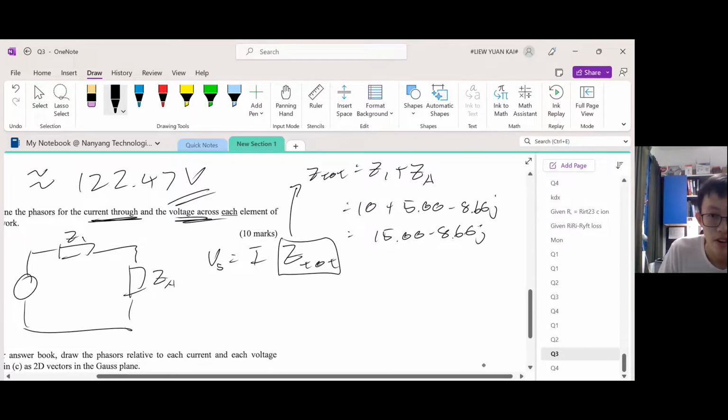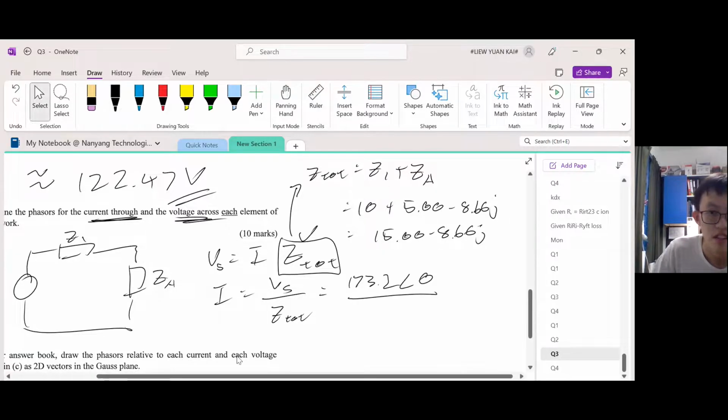So we already have Z total now. So find I using VS over Z total. VS is given by 173.2 at an angle of 0, correct? Let me check.